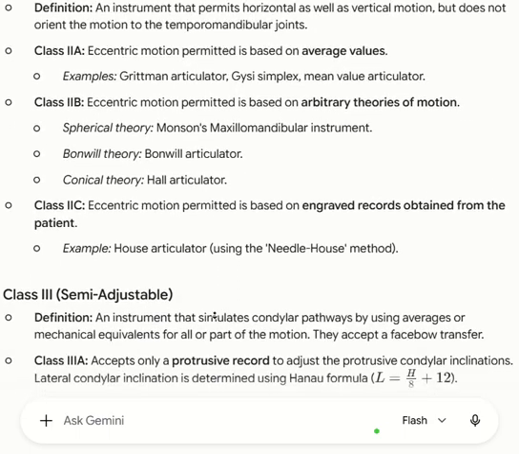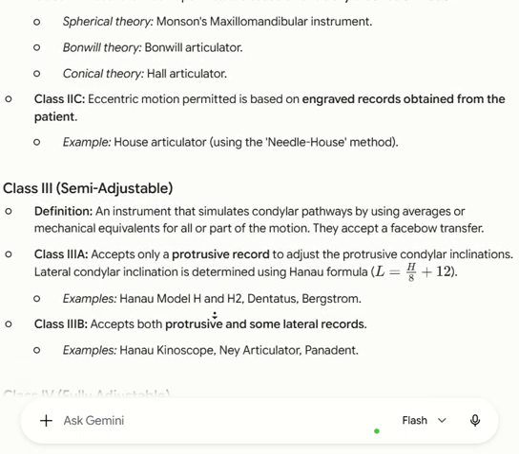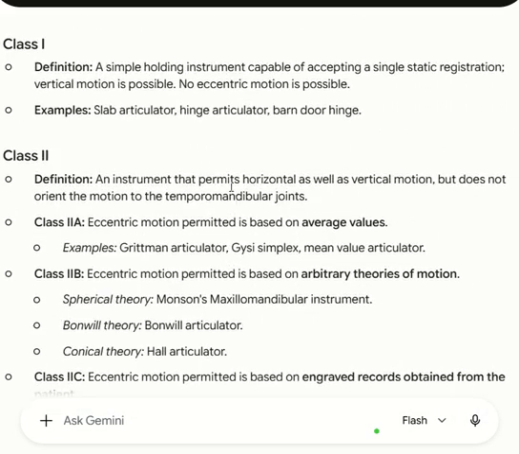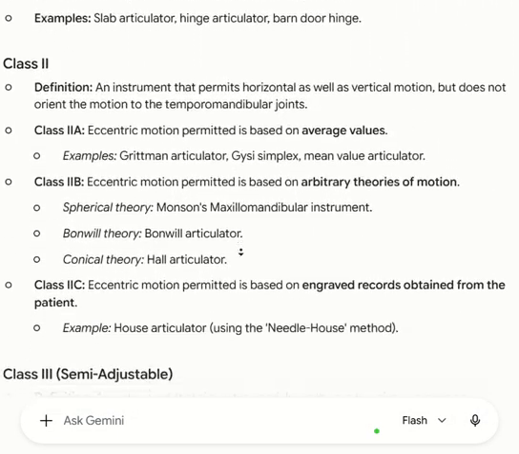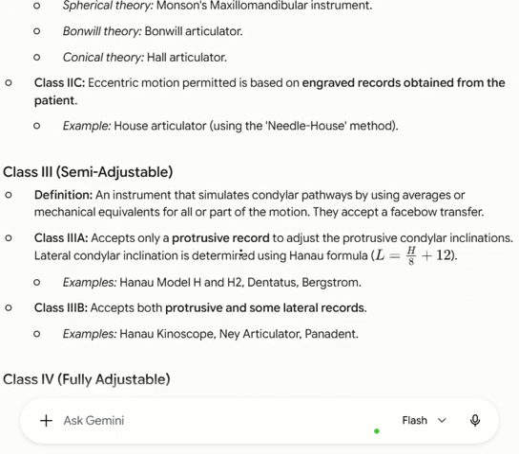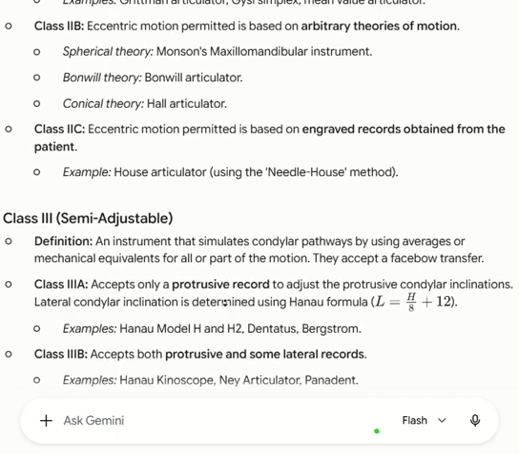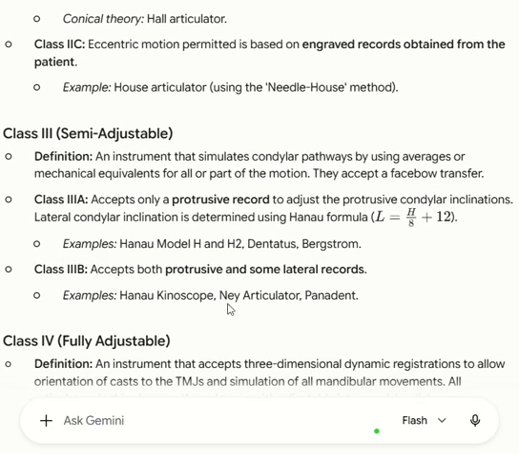Class 2C: eccentric motion permitted is based on engraved records obtained from the patient. Example: House articulator, using the Needle House method. Class 3, semi-adjustable. Definition: an instrument that simulates condylar pathways by using averages or mechanical equivalents for all or part of the motion. They accept a face bow transfer.